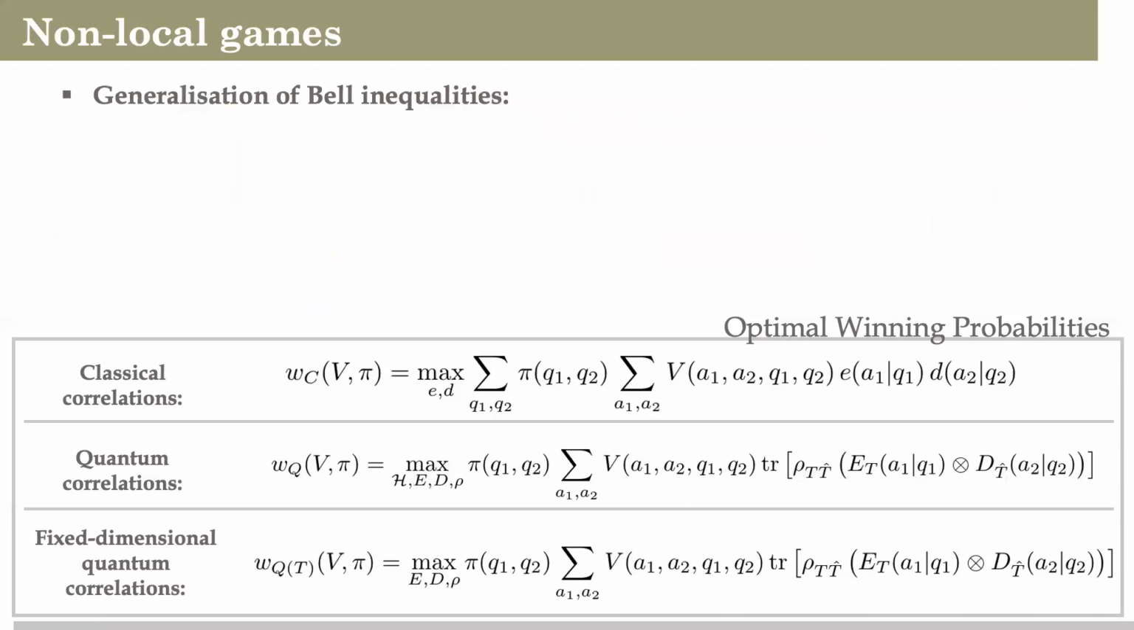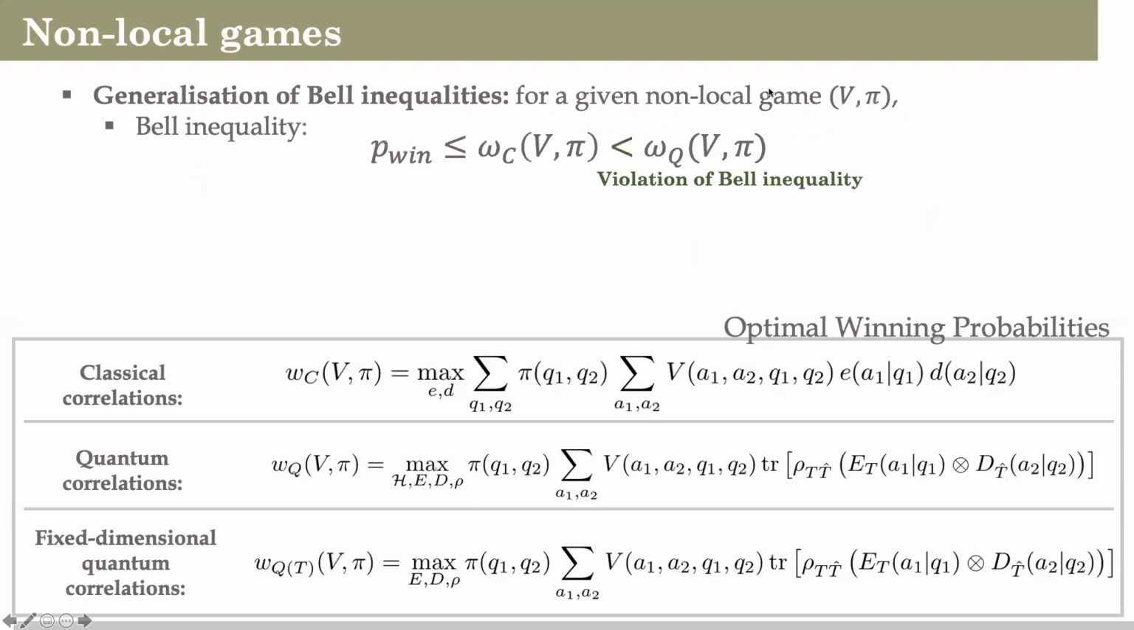Also, it's worth mentioning that nonlocal games can be seen as a generalization of Bell inequalities. For a given specific nonlocal game, which can be represented by a pair of the rule function V and a question probability distribution pi, a Bell inequality can be written as this. So if you're only allowed to use local classical correlations, then any winning probability P must be smaller than or equal to omega c, the maximum winning probabilities using classical correlations. And if omega q is strictly larger than this omega c, it implies the violation of Bell inequality. So we can perform better than the classical case if we can exploit quantum resources.